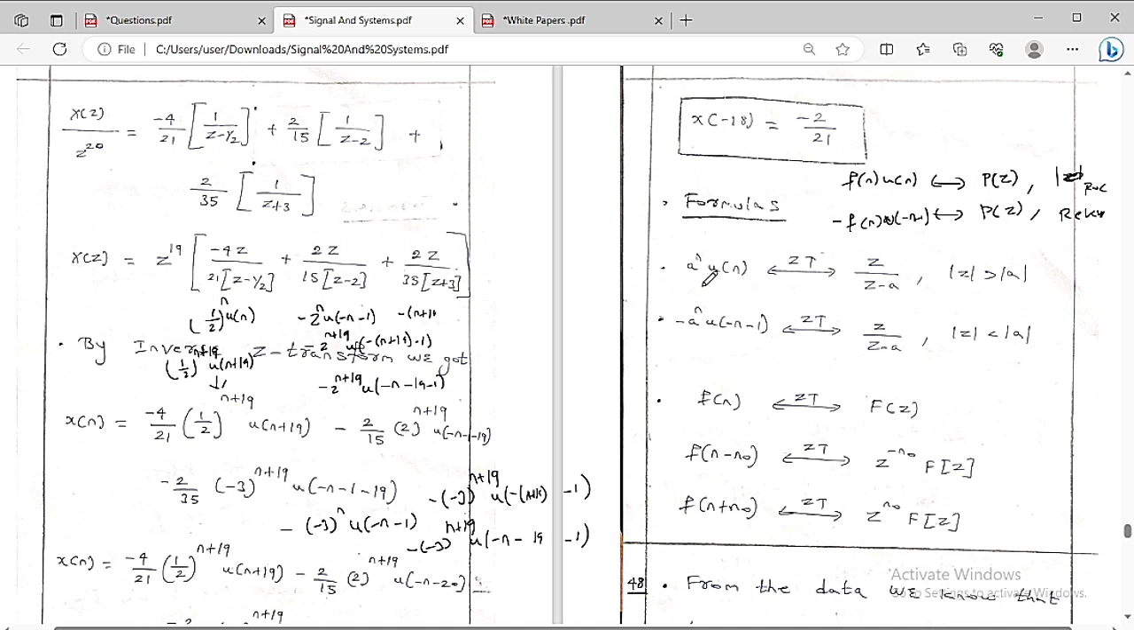The formulas are: a to the power of n into u of n has z transform z by z minus a with an ROC modulus of z greater than modulus of a. Minus a to the power of n into u of minus n minus 1 has z transform z by z minus a with an ROC modulus of z less than modulus of a. If f of n has z transform F of z, then f of n minus n naught has z transform z to the power of minus n naught into F of z, and f of n plus n naught has z transform z to the power of n naught into F of z. Always keep this in mind. By using these formulas only we have solved this question, and we got the solution x of minus 18 is equal to minus 2 by 21, which is the correct solution.